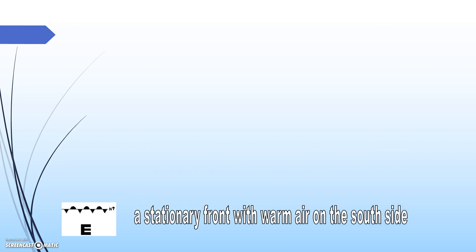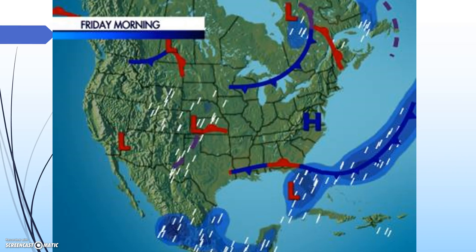Here's a stationary front with warm air on the south side, with the half circles pointing north, and cold air on the north side, with the triangles pointing south. So here's a typical weather map showing the types of fronts and their associated air mass.